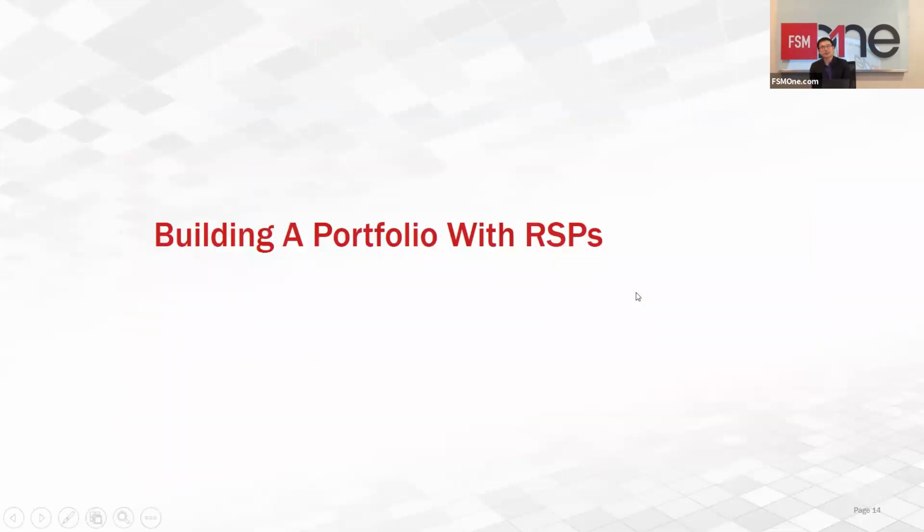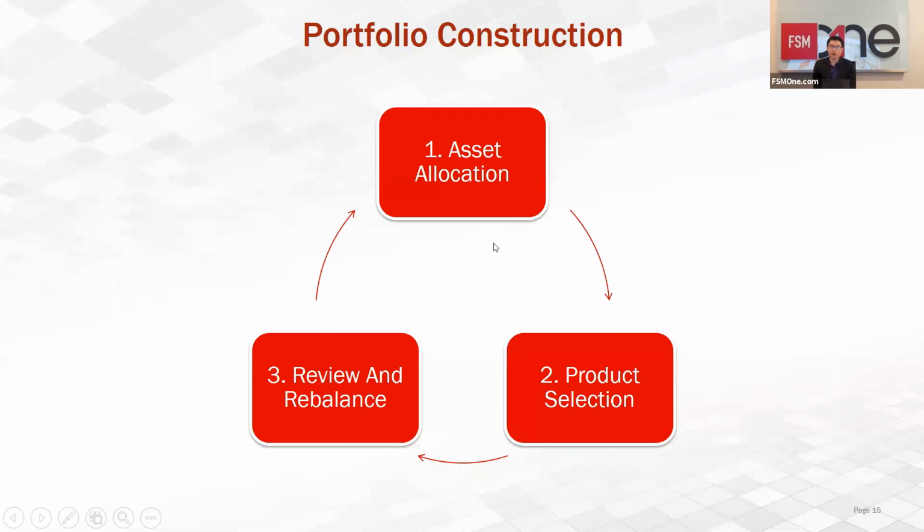Okay, so over the next few slides, I just wanted to share with everyone how you can build a portfolio from scratch. This is assuming that you do not have any investments at all. I wanted to show everyone a way to build a portfolio using RSPs. This is a very simple three-step method that begins with asset allocation, product selection, and lastly, a review and rebalancing of the portfolios. I will start off with the very first step, which is asset allocation.